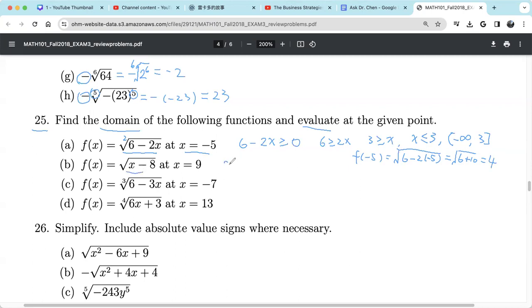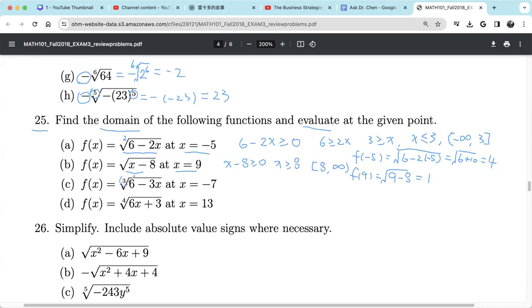Let's see the second one. We take the radicand, we see that has to be non-negative. That means x is greater than or equal to 8. Use interval notation starting from a, including a, up to positive infinity. Then we evaluate at 9. So f of 9 equals the square root of 9 minus 8. 9 minus 8 is just 1. The square root of 1 is just 1.